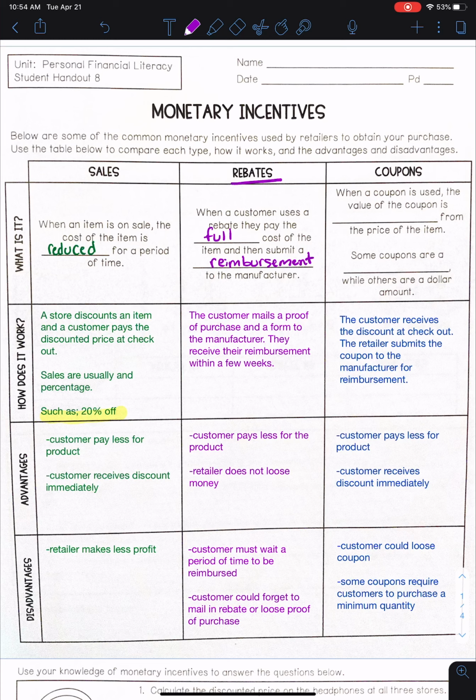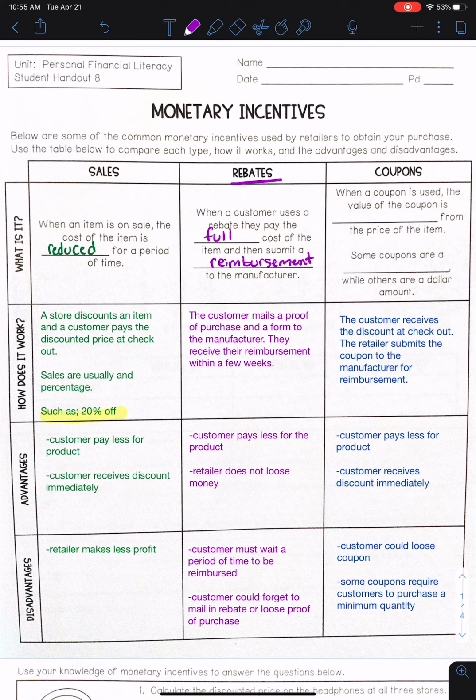An advantage is the customer pays less, so I didn't pay full price. But the retailer does not lose money because the money comes from the manufacturer. A disadvantage is you have to wait a period of time to be reimbursed. And the customer could forget to mail in the rebate. So if I would have lost the rebate or I would have lost my proof of purchase, I would have been out $100 because I've lost it or I forgot to mail it in. That's a rebate. So it's just whatever rebate you get that money off, but you don't get it right away.